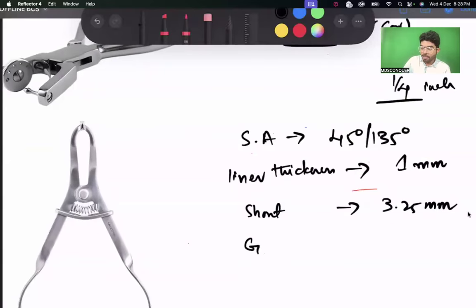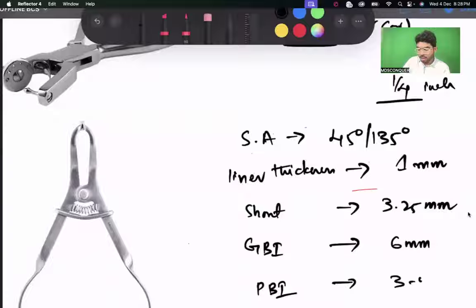If it is gypsum bonded investment, the thickness should be 6 millimeters. If it is phosphate bonded investment, the thickness should be 3 to 4 millimeters. If multiple wax patterns are used, the distance between them should be a minimum of 3 millimeters.